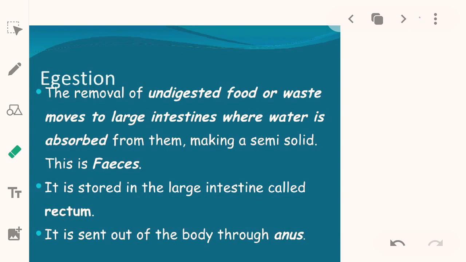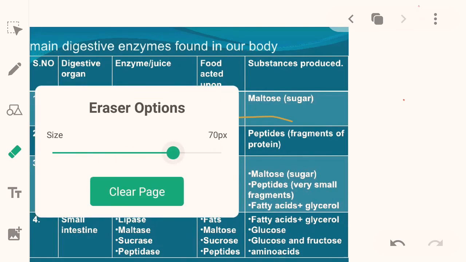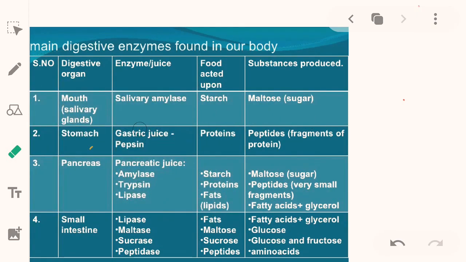The undigested food is now sent into the large intestine. Here the undigested food or waste moves to the large intestine, where water is absorbed from it, making it semi-solid. This is called feces. It is stored in the rectum and sent out of the body through the anus. The exit of this waste is regulated by the anal sphincter.